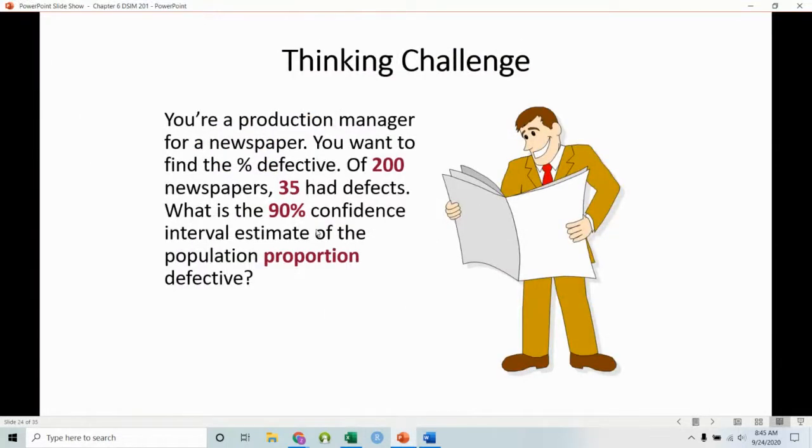Let's do a second example to see how this works. So you're a production manager for a newspaper. You want to find the percent defective of 200 newspapers. 35 had defects. So what is the 90% confidence interval estimate of the population proportion defective?